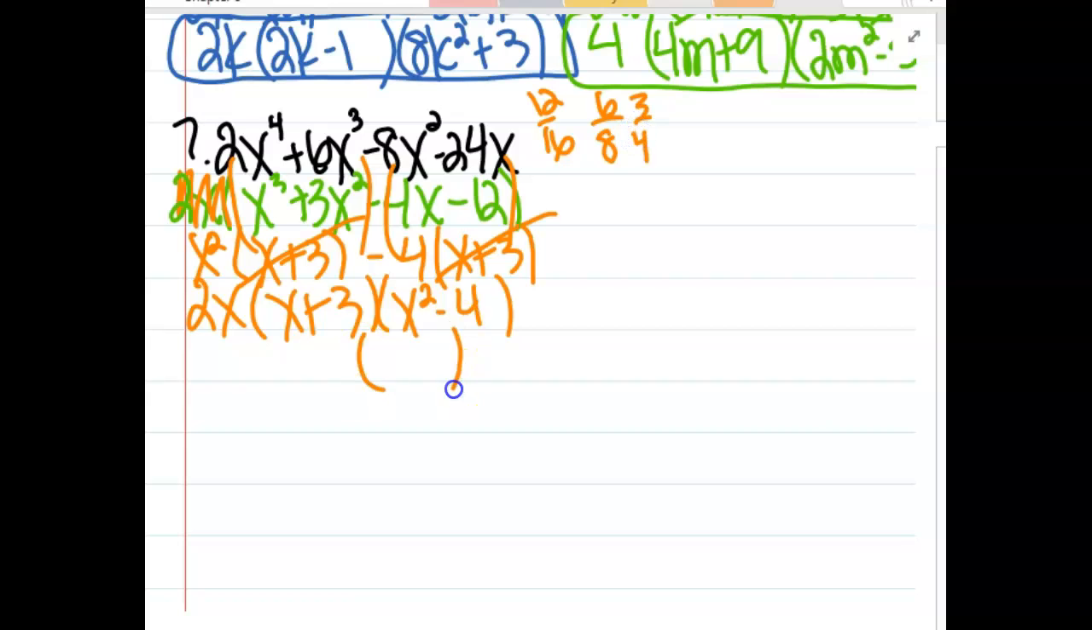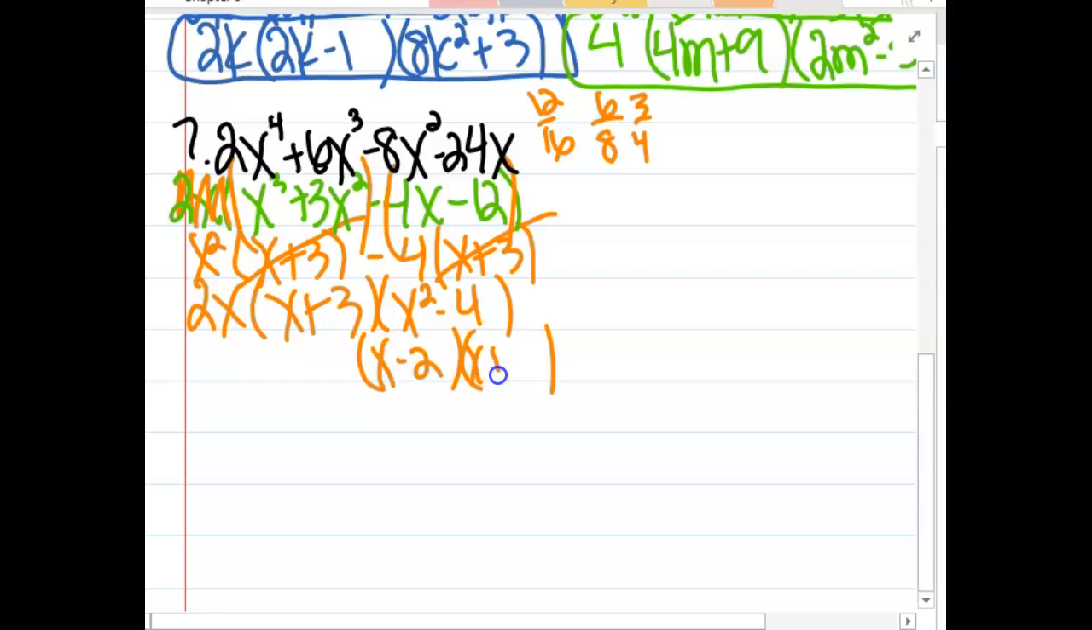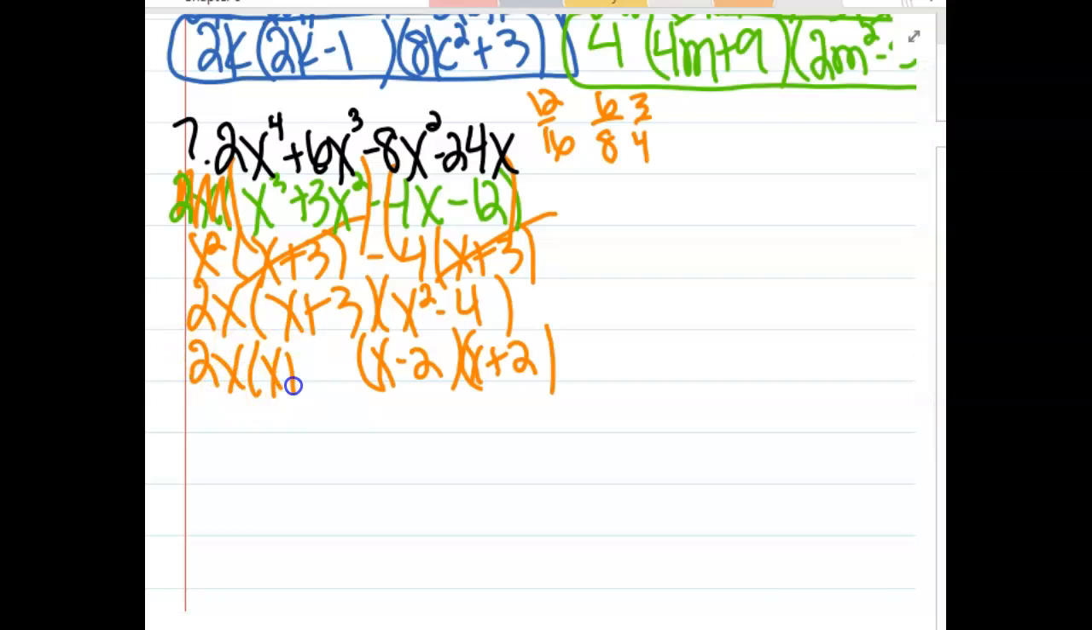I want you to look at this x squared minus 4. What times what gives you x squared? x times x. What times what gives you negative 4? A negative 2 and a positive 2. You can factor it again. So your answer is 2x times x plus 3 times x minus 2 times x plus 2.